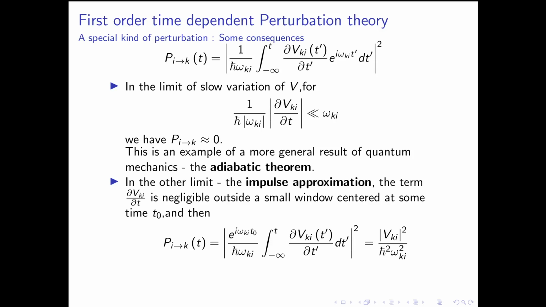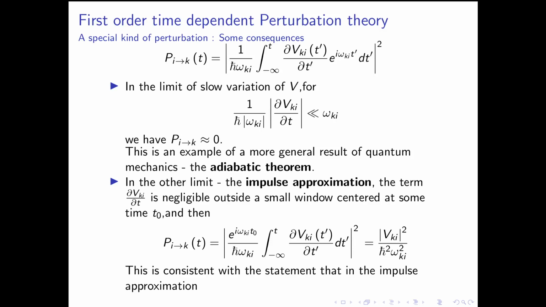Try to interpret this result that we have obtained for c_k at time t in the impulse approximation in terms of the basic result that the state of the system does not change the moment the perturbation takes place. Immediately before and after the perturbation, the state of the system stays exactly the same, and it only changes after that under standard time evolution with the new Hamiltonian.